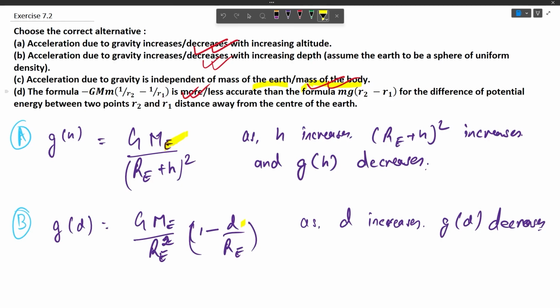Now in the fourth question we have the formula -GMm(1/r2 - 1/r1) is more or less accurate than the formula mg(r2 - r1) for the difference of potential energy between two points r2 and r1 distance away from the center of the Earth. In this question we see that the acceleration due to gravity is taken as constant, so obviously it would be less accurate as compared with this expression, where it can be seen that it is not constant, so it is more accurate as compared to this equation.